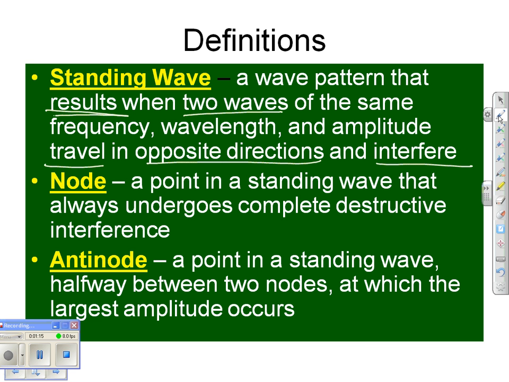Okay, a node is going to be a point that undergoes complete destructive interference. If it's destructive interference, does it mean its amplitude gets smaller or larger? It should mean that it gets smaller.